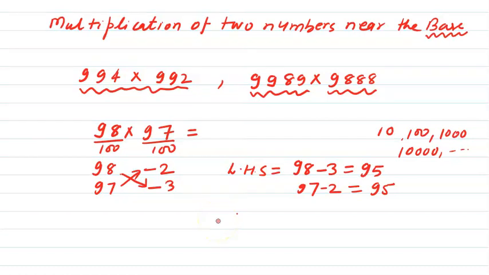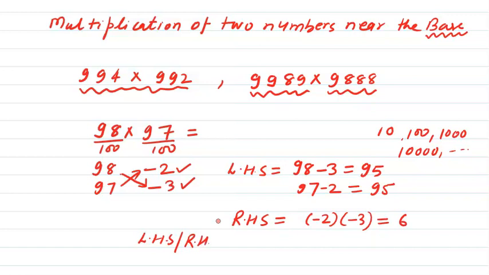Then we have to calculate the right hand side. And how do I calculate the right hand side? I look at these two numbers, that is minus 2 and minus 3, and I just multiply them. So I write minus 2 into minus 3. What I get is equal to 6, right? So the answer should be written as the left hand side part and the right hand side part.